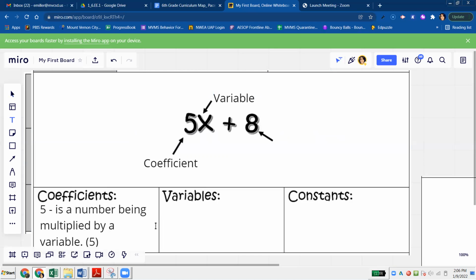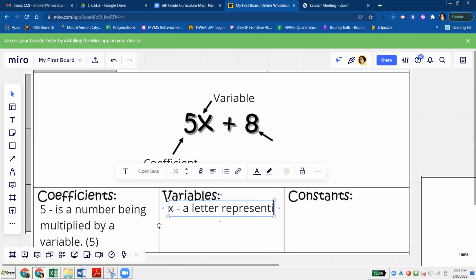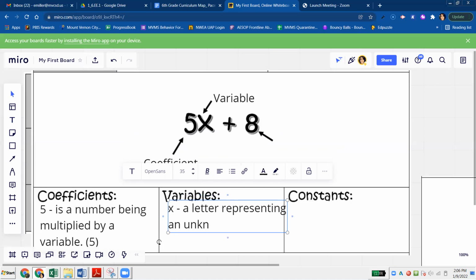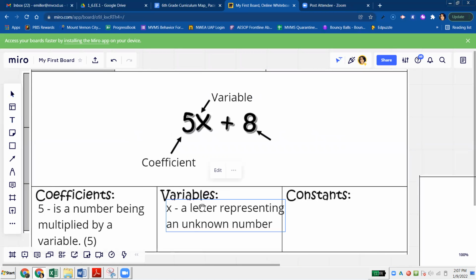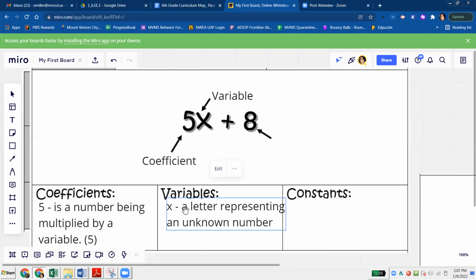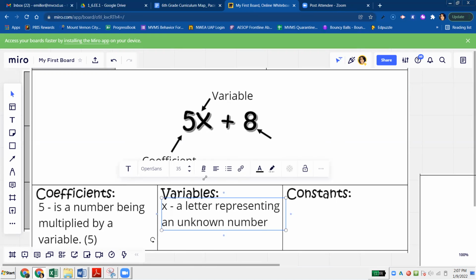And let's go ahead and define variables. So in this case, we have x, it's a variable, and it is a letter representing an unknown number. Let's go ahead and move this in place.